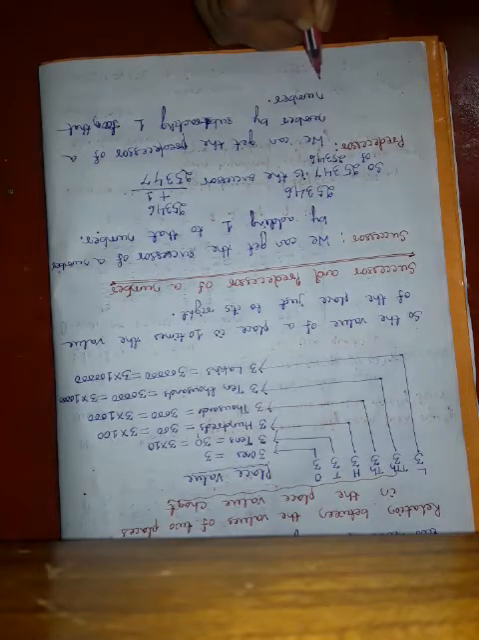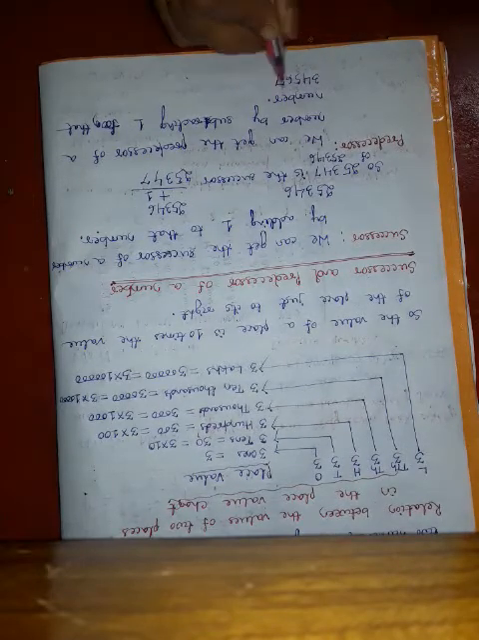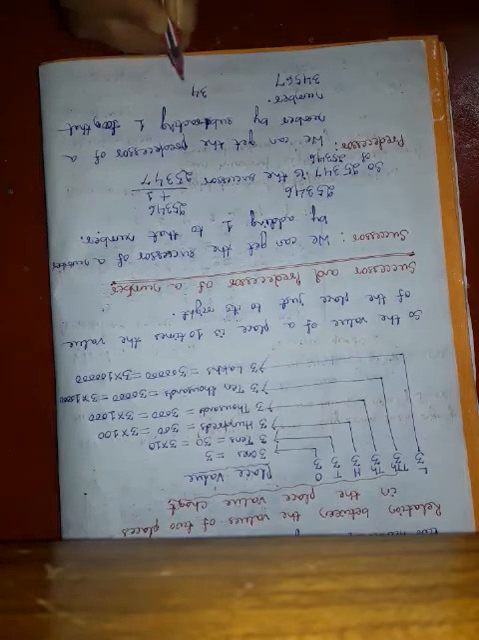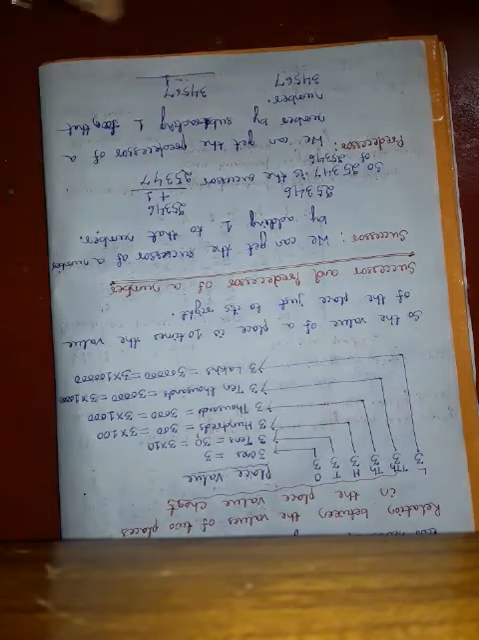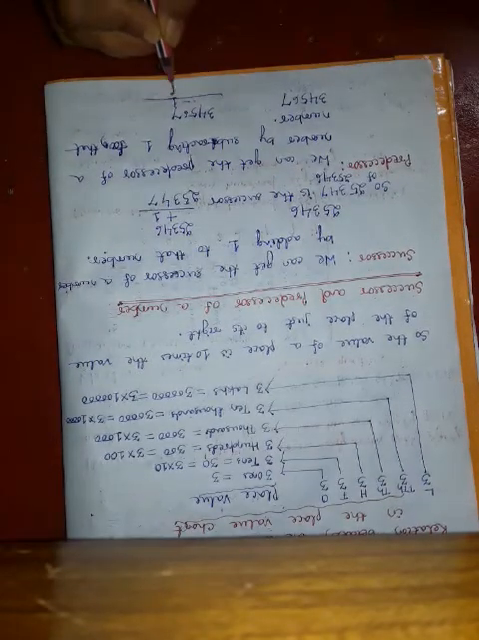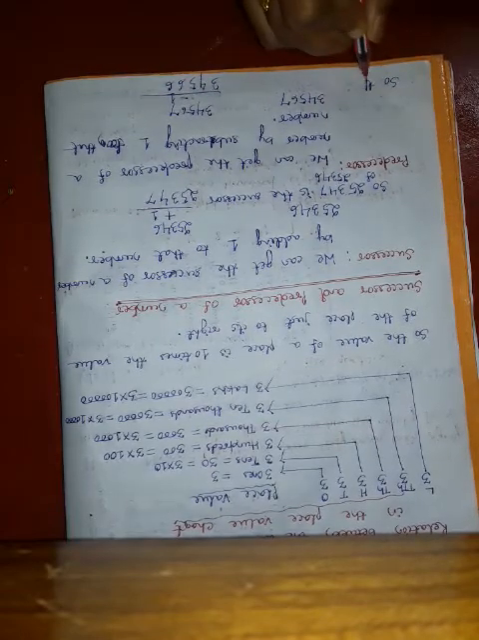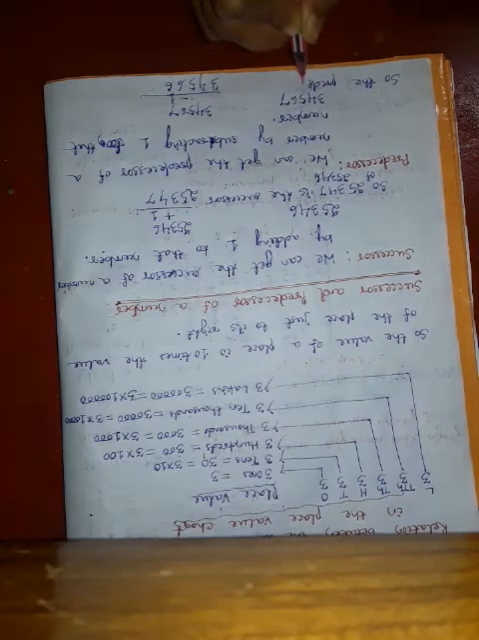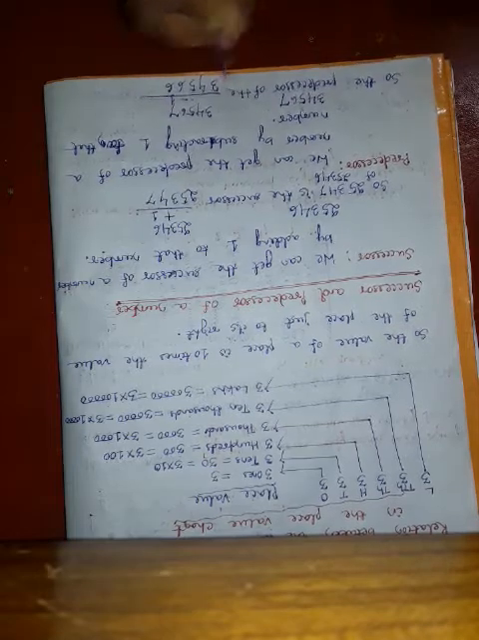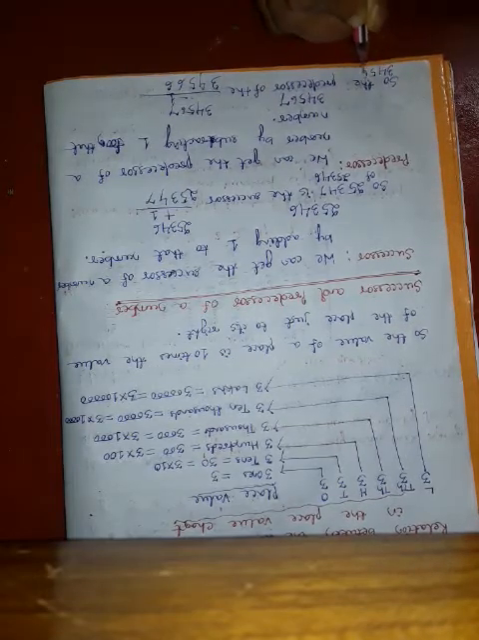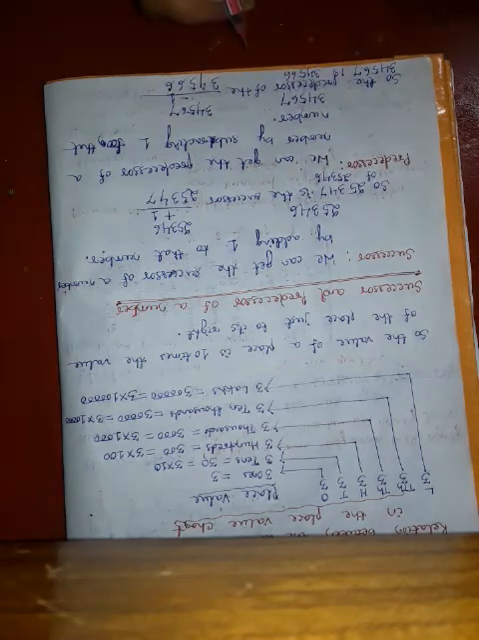Let us take an example: 34567. What is the predecessor of this number? Let's subtract 1 from that number. Then 34566. So the predecessor of 34567 is 34566.